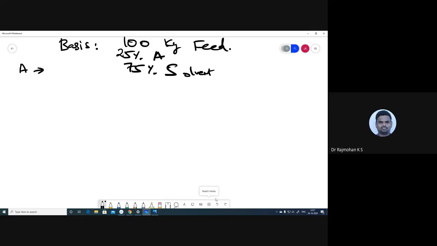What is A? Here A is barium nitrate, Ba(NO3)2. S is solvent, which is water. So we have to make a block diagram. Let it be an evaporative crystallizer.